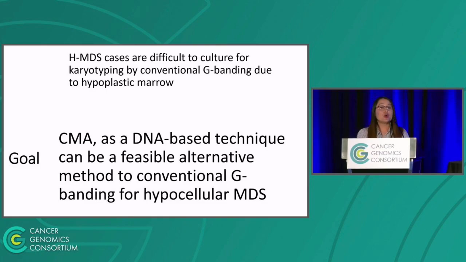Because of the hypoplastic bone marrow, sometimes it's very difficult to culture these patients for karyotype by conventional G-banding. We hypothesize that chromosome microarray, as a DNA-based technique, can be a feasible alternative method to conventional G-banding for hypocellular MDS patients.